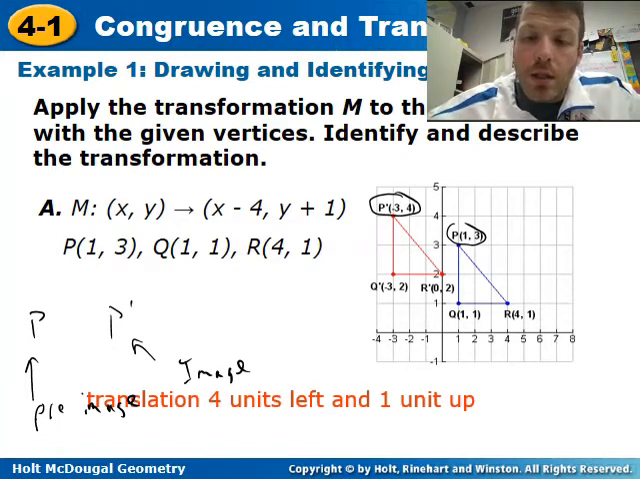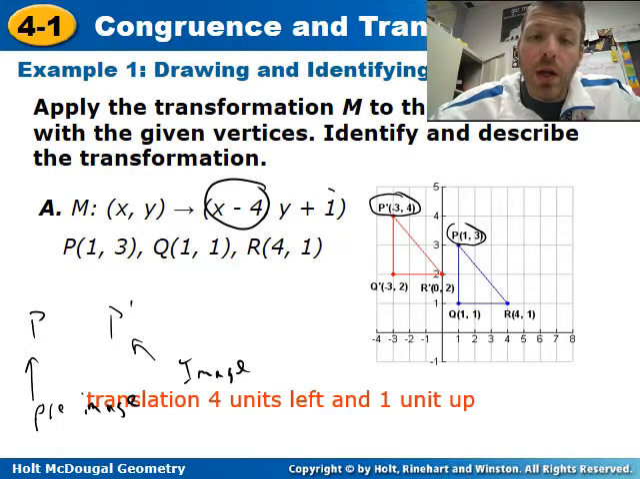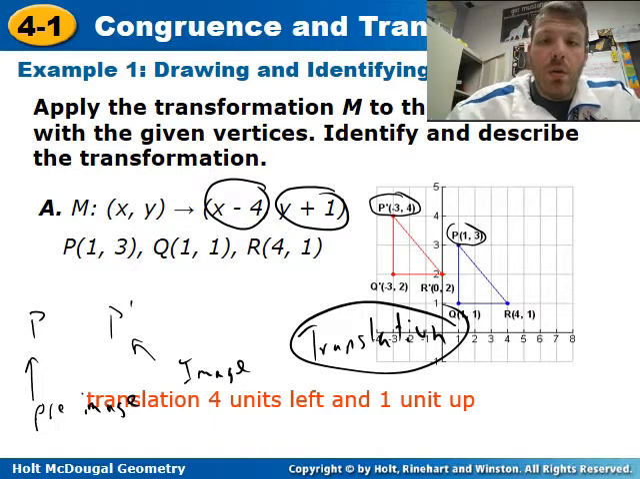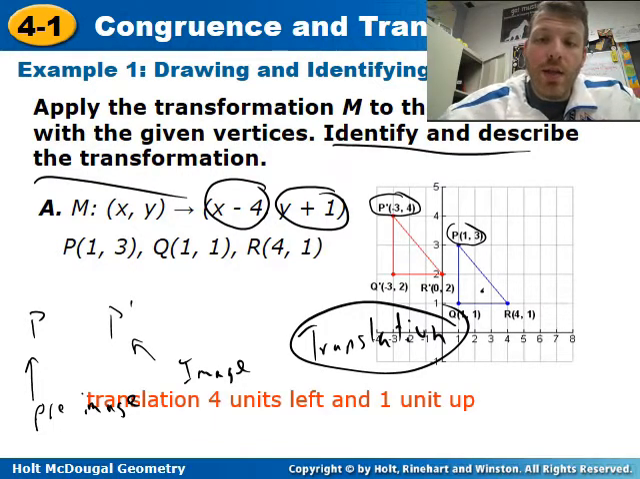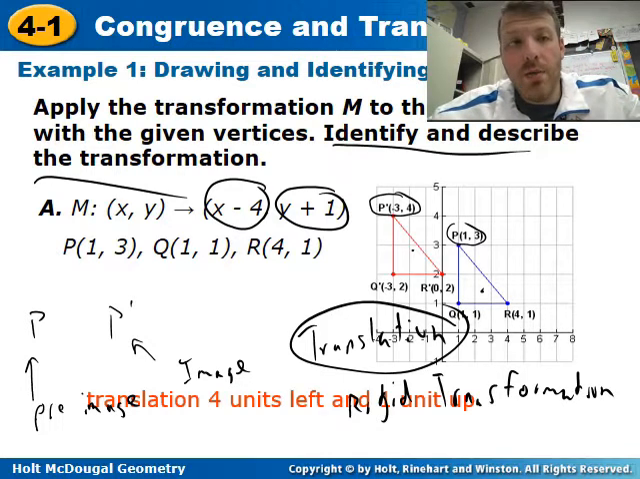And if you look at this, it's sliding, correct? It's sliding over to the left 4 units, and it's moving up 1 unit. And so that is a transformation of translation. Since this is a translation, what do we know about it? We know that this is a rigid transformation, or in other words, an isometry. So those are our terms that we need to get familiar with.